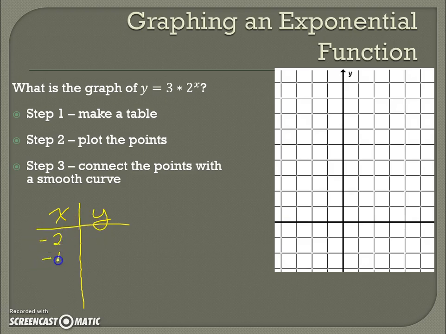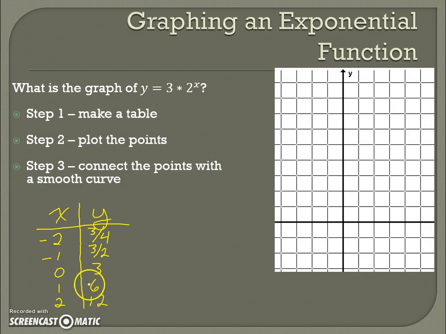I like to use the same points every time. So I'm going to do -2, -1, 0, 1, and 2. And I'm just going to substitute these values into this. All right, and you could do this on a calculator. That's perfectly fine. So when I put -2 in here, I end up getting 3/4. When I put -1 in there, I get 1 1/2, or I'm going to say 3/2. When I put 0 in there, I get 3. When I put 1 in, I get 6. And when I put 2 in, I get 12.